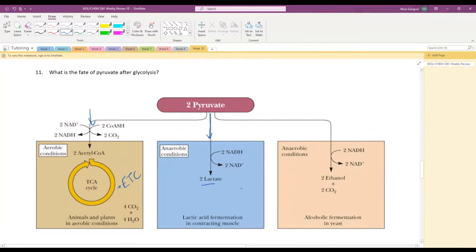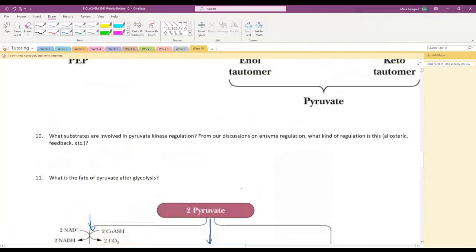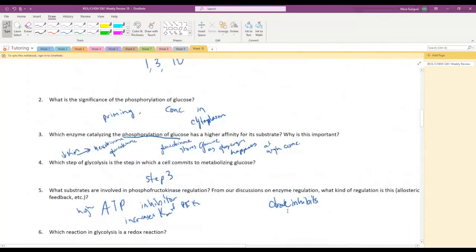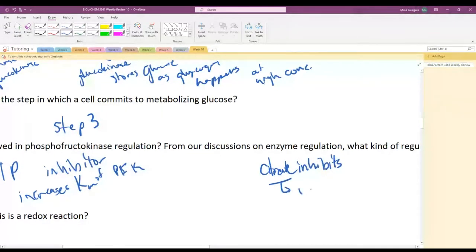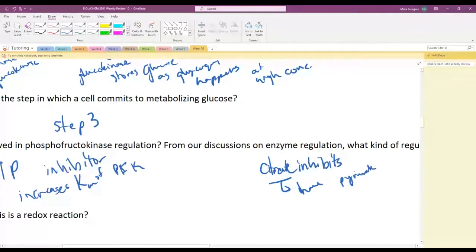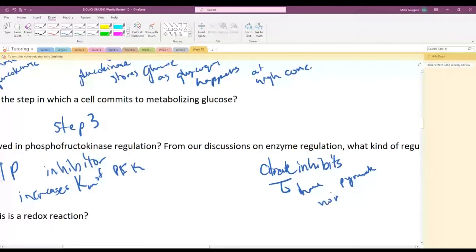But I really want to focus on this idea that citrate is only formed when we have pyruvate that we don't need right this second.